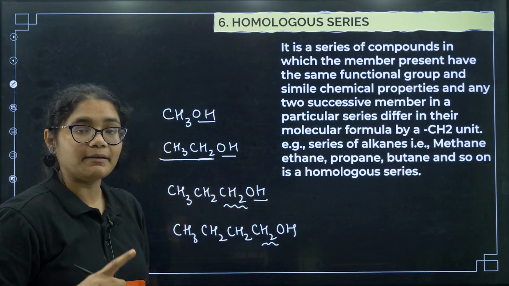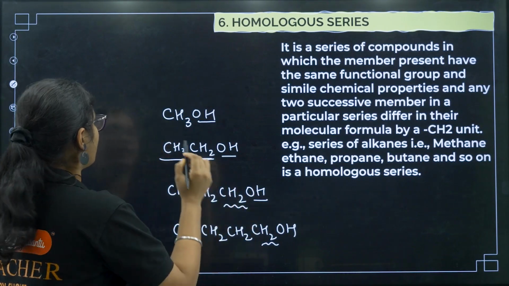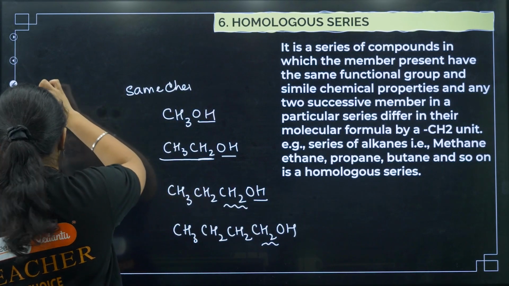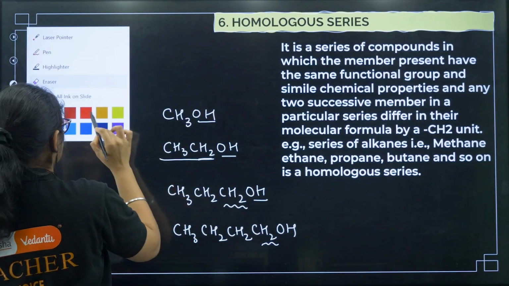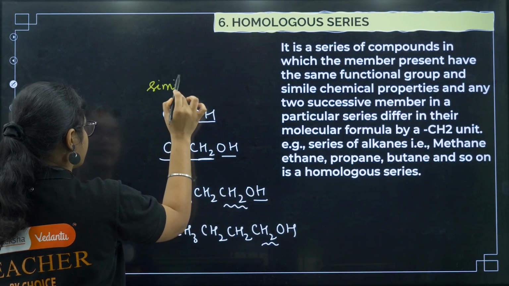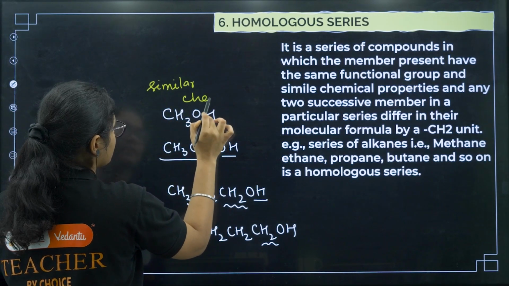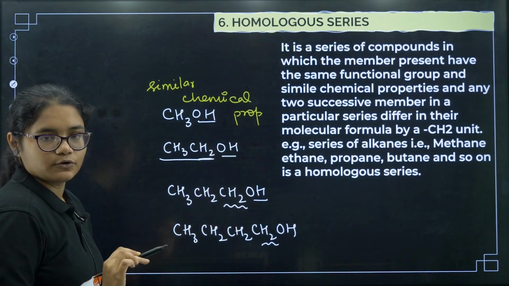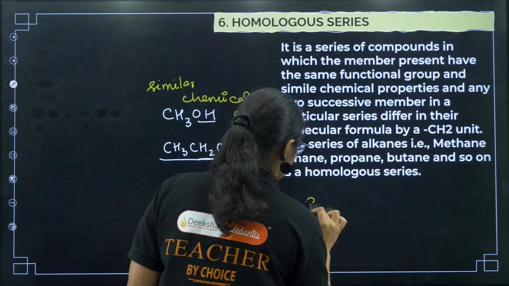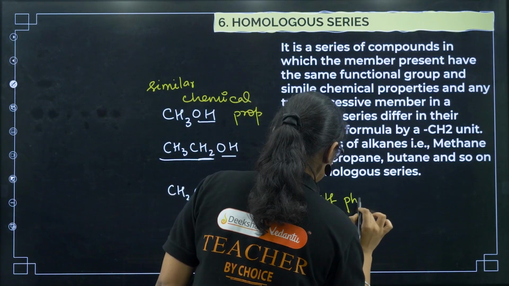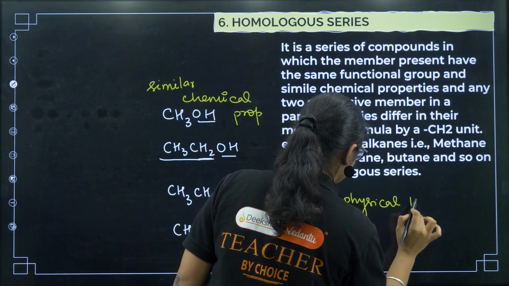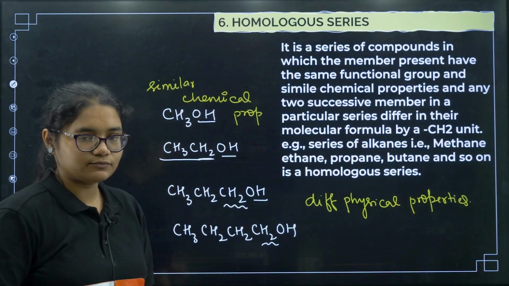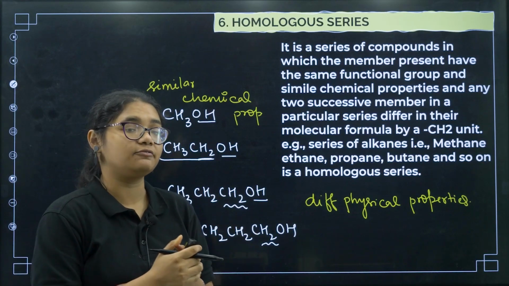because they have the same functional group, and the members of the homologous series have similar chemical properties. I'll not say the same, but you can say they have similar chemical properties, but they have different physical properties. Now what can be the reason for this? Why do they have similar chemical properties but different physical properties?